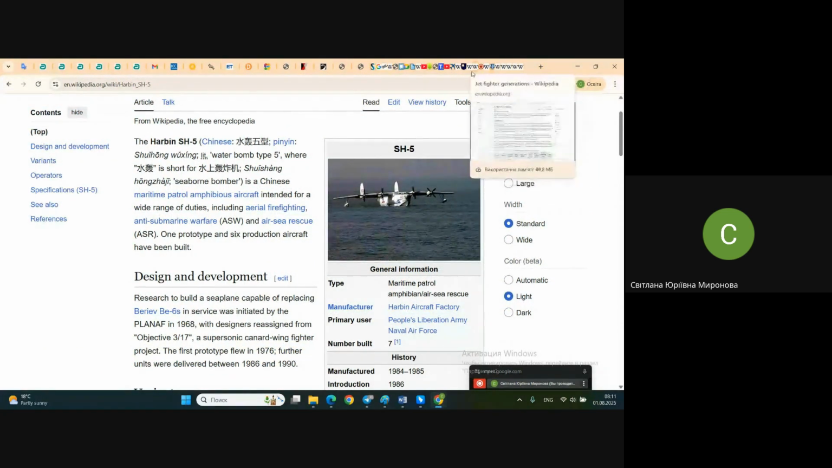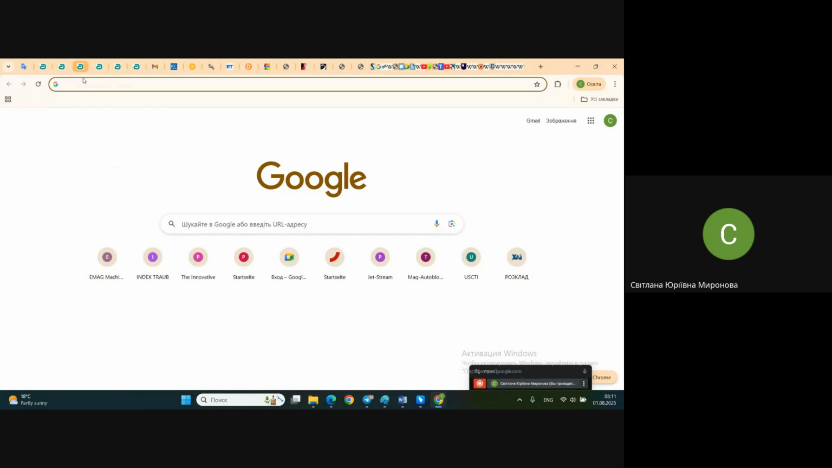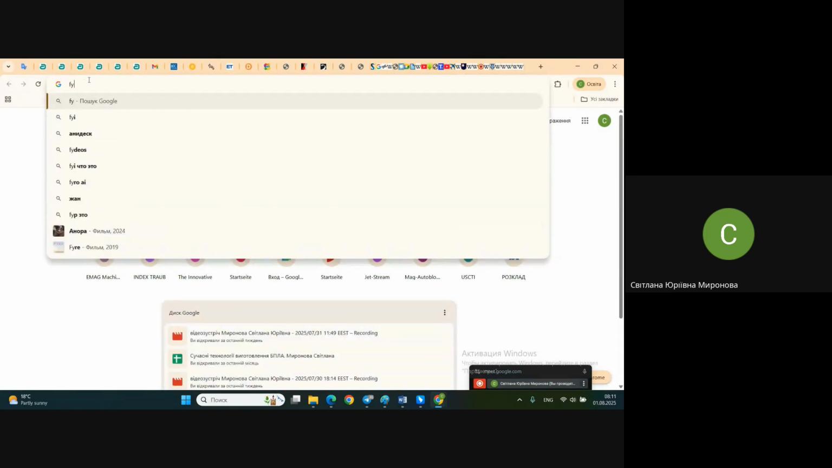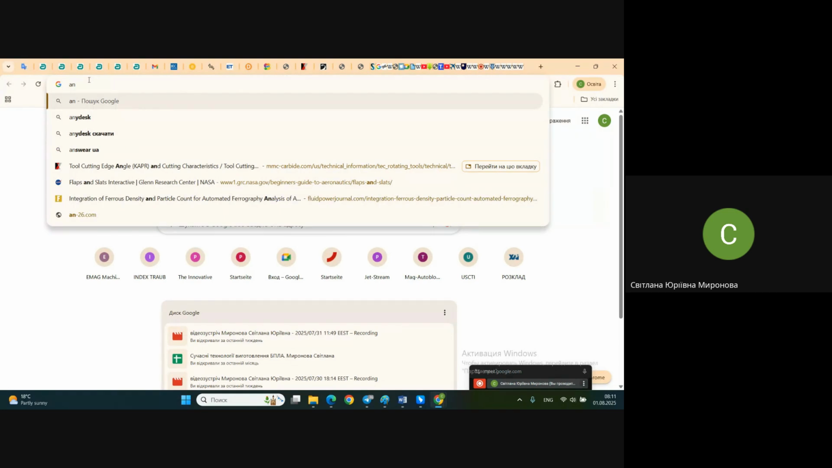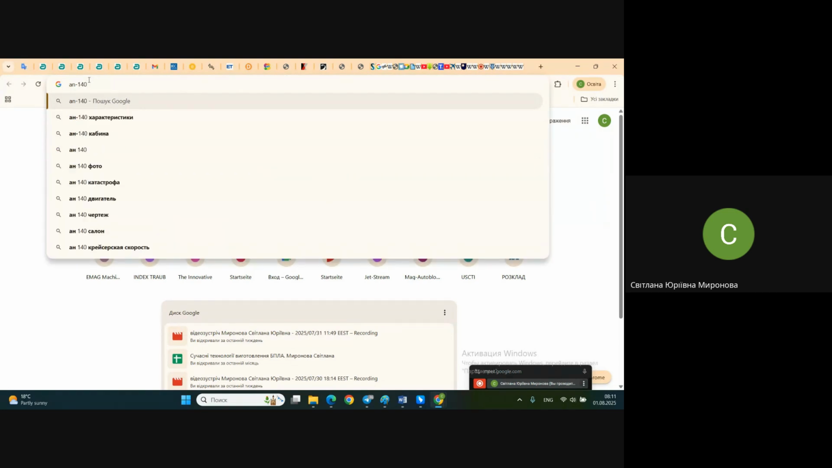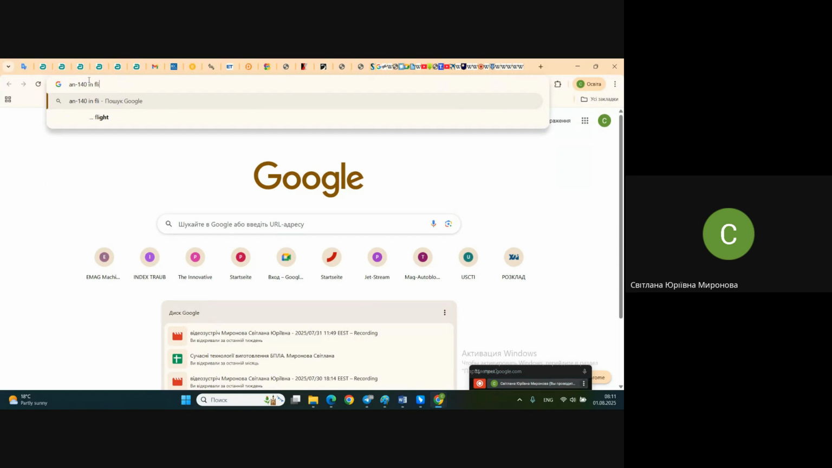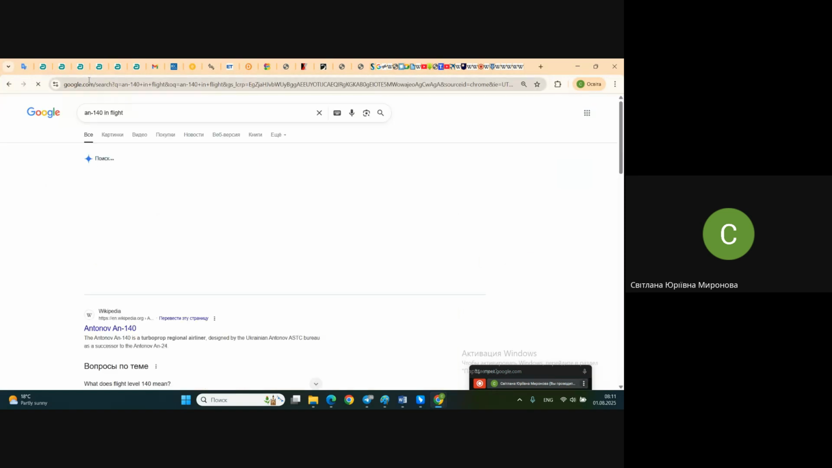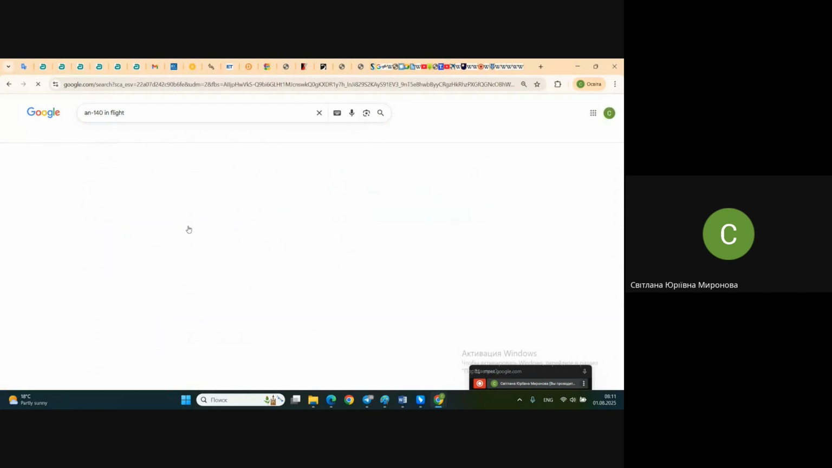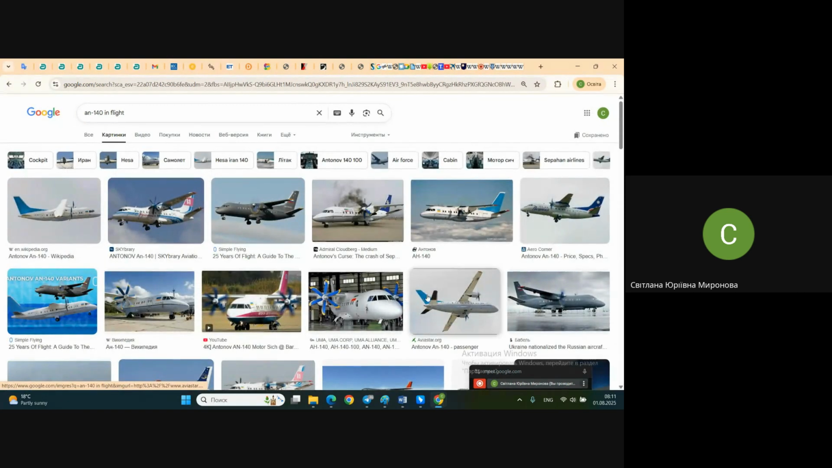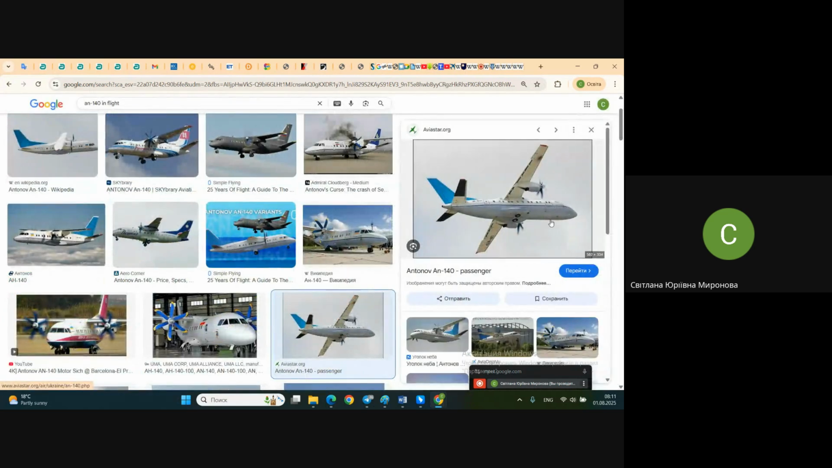I will not find the next one at all. Nightmare, sorry. An-140 in flight. In flight, I said. Oh, here it is. It's visible for you, I trust.